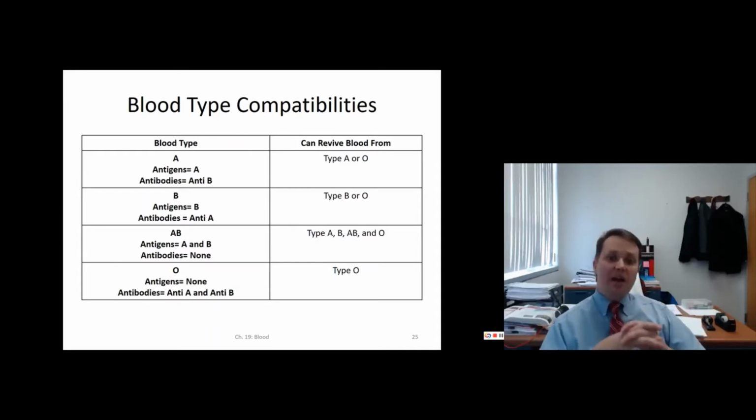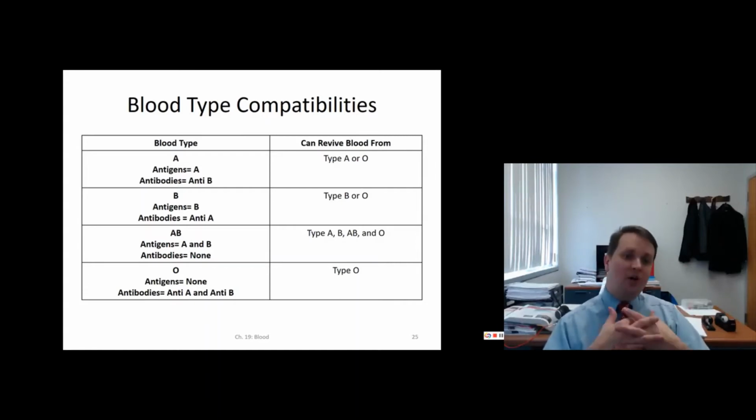B blood has B antigens and anti-A antibodies, so it can receive blood from itself, B, or O. AB has both A and B antigens but no antibodies, so it can receive from A, B, AB, and O. And O can only receive blood from O but donate to everyone, as you can see.